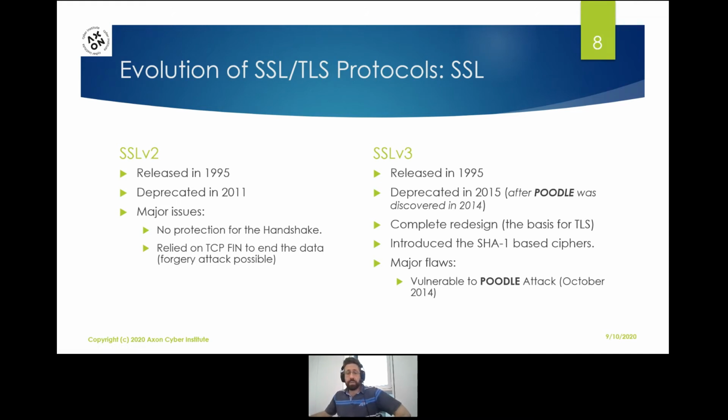But when it was initially designed, it was a complete redesign of SSL version 2, a complete redesign. And the way SSL version 3 operates is the basis of later TLS versions. So the TLS handshake and the way TLS communicates is majorly based on SSL version 3. One of the features of SSL version 3 was the introduction of SHA-1, whereas version 2 had only MD5, version 3 has a mixture of MD5 and SHA-1. But as I said, a major flaw is its vulnerability to the POODLE attack discovered in 2014.